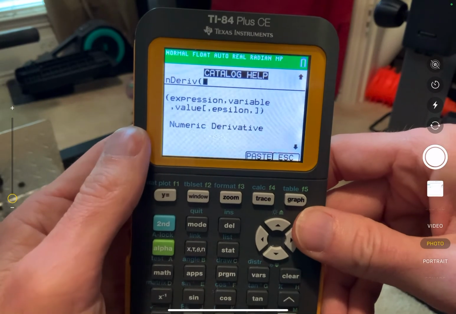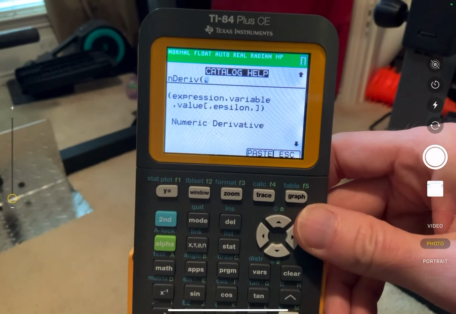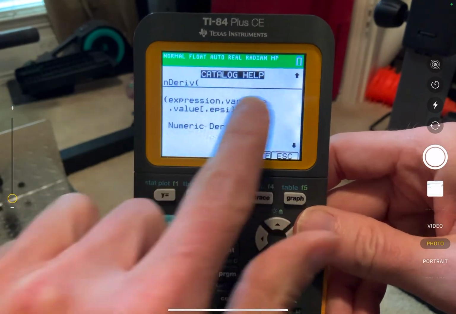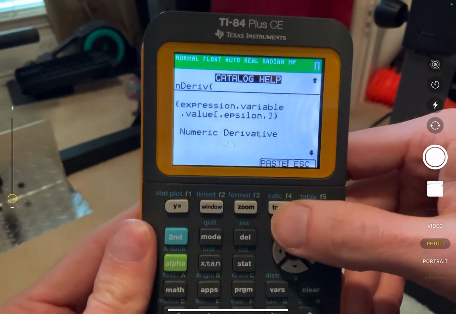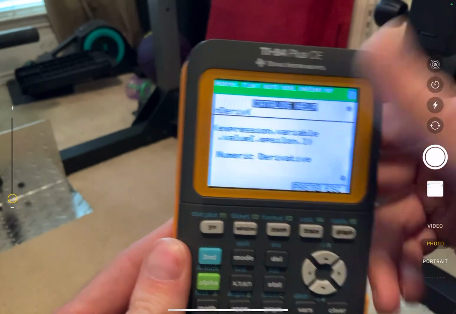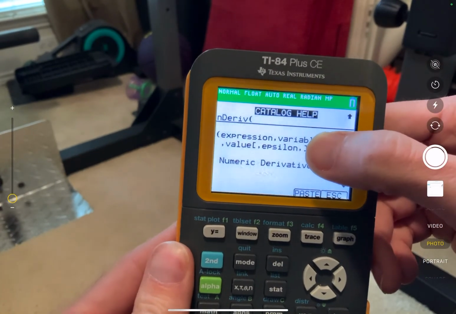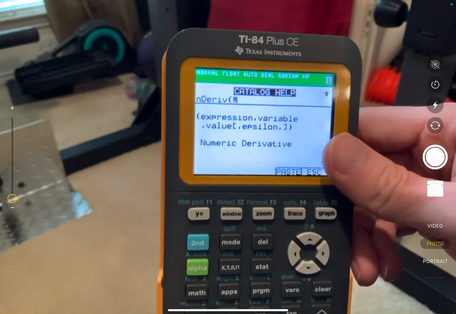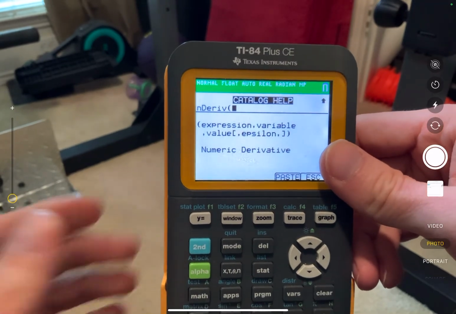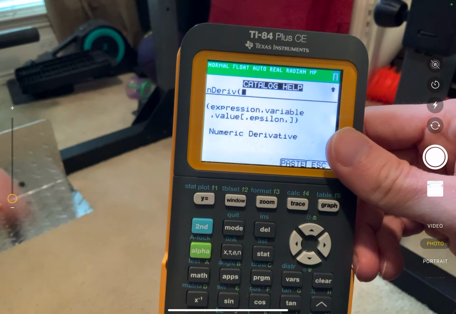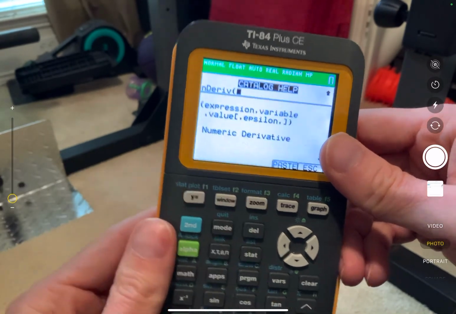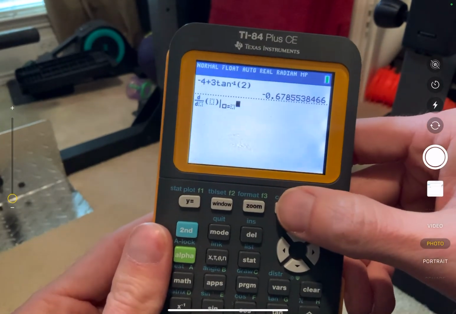Whoa, what do you know about that? Let's just say, for example, it wants an expression, a variable, and a value. Let's just see what it does. I'm going to paste this in. An expression, that's going to be a function. A variable, that is basically what is the variable that I'm going to take the derivative with respect to. And then I want to find the slope of the graph at a particular point. So let me just paste that thing in here.